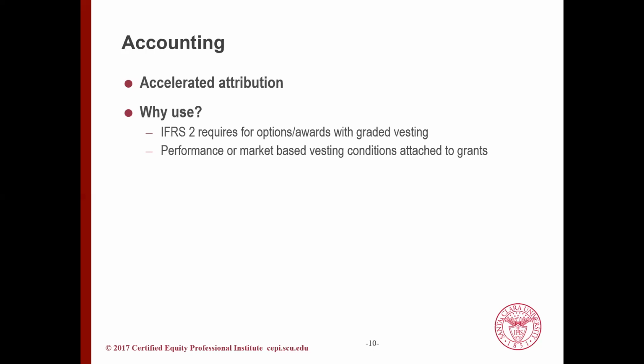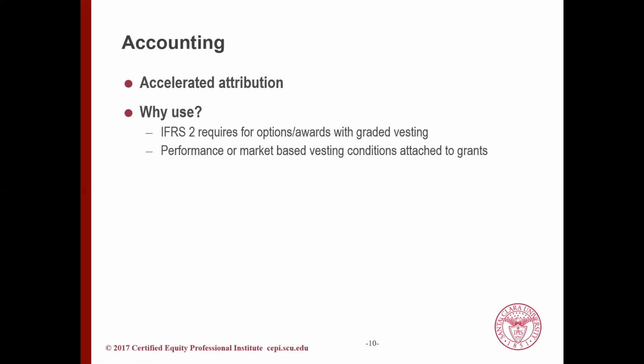Also, if the award contains either a performance condition or a market condition, ASC 718 requires the use of the accelerated method for expense recognition. But in either method, whether it's straight line or accelerated, the amount of expense recorded at any point in time must be proportionate to the percentage of the option or award that is currently vested.